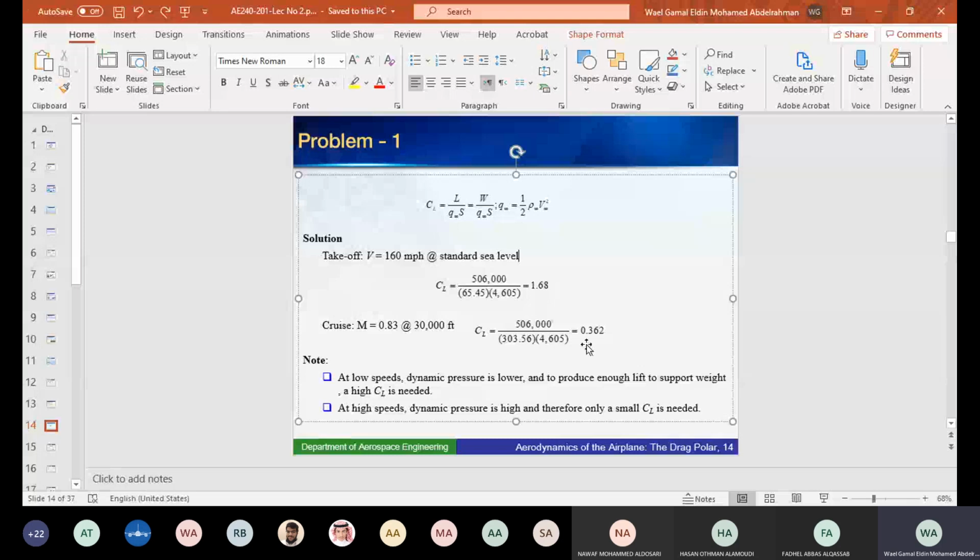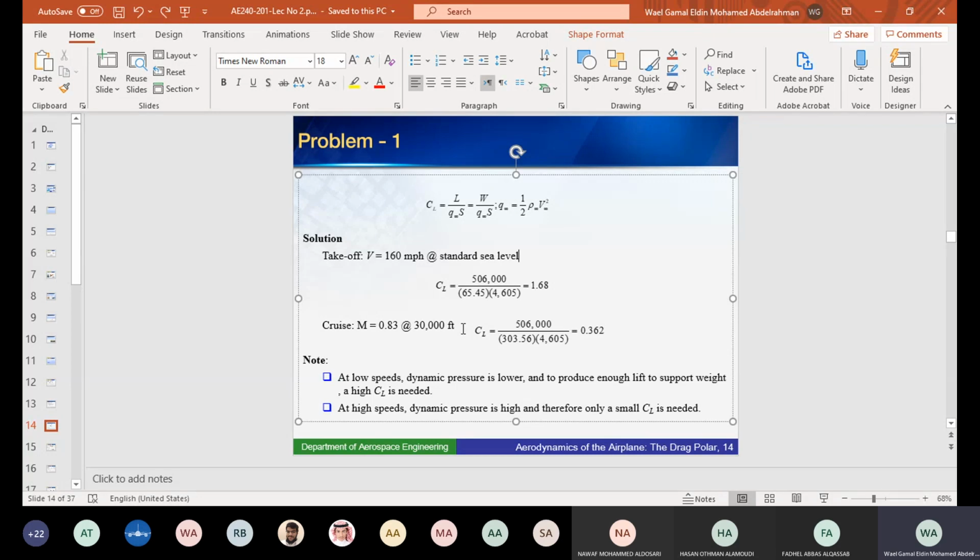Whereas CL during cruise, the situation is different. Why would I need CL during cruise? Because I need maybe to design the wing of a transport aircraft, not based on takeoff conditions, but on cruise conditions, because this is the phase of the flight where I will be burning most of the fuel. So I really want to determine the wing area based on cruise conditions. So in this case, I have the weight, I have the dynamic pressure, but I don't have the area and I don't have CL. So in week 4, we will assume a reasonable value of CL.